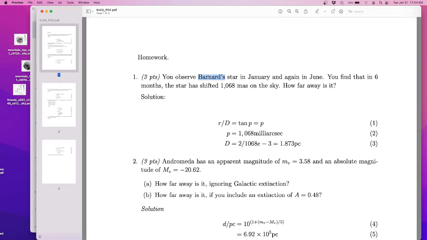Yeah, let me know. So it should look like this. The distance is twice over the angle that you get from over 6 months, times 10 to the minus 3, and that's just typeset wrong. So you should have gotten 1.8 parsecs.